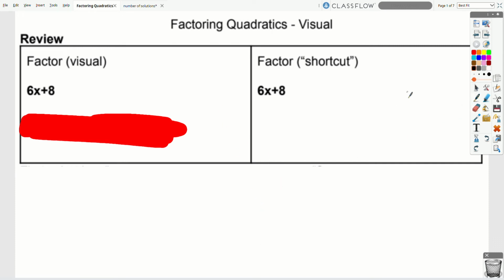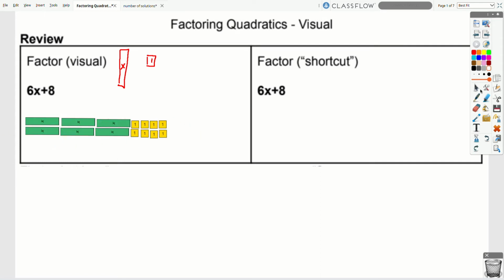In this lesson, we'll be factoring quadratics. Before we get into quadratics, let's do a bit of review. The way that we factored 6x plus 8 visually was we remembered that we had different size pieces. This shape was our x piece, and the regular unit numbers was this small little square. When we rearrange those pieces, we have 6 of those, and then 8 small ones.